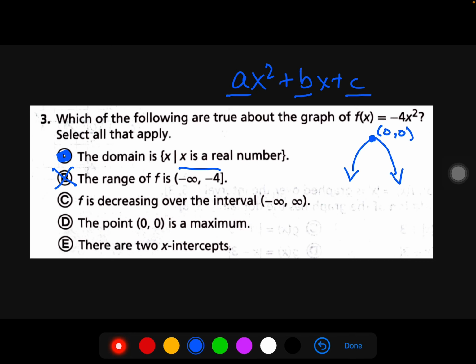F is decreasing over the, no. It increases, and then decreases. It's a parabola. The point 0, 0 is the maximum, yes. There are two x-intercepts, no, because 0, 0 is its highest point. It only intersects the x-axis one time, just like the y-axis.